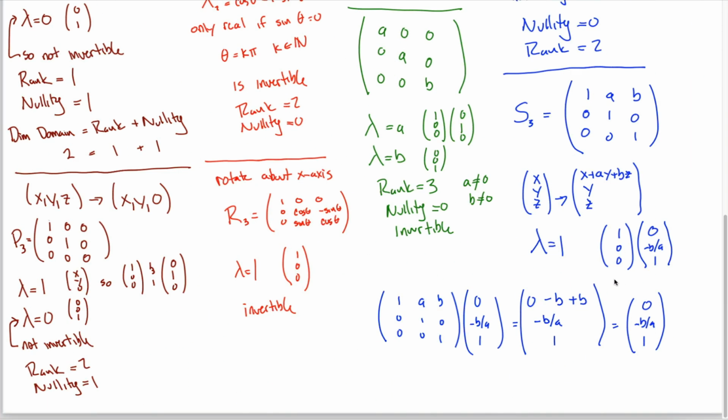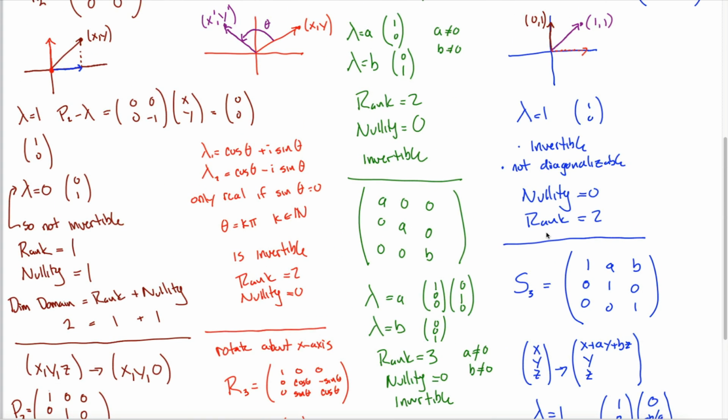Geometrically, I don't think it's obvious that this vector is left unchanged by this shearing. I think you need to be pretty good at visualizing these three-dimensional transformations to be able to see that. But algebraically, we can see how it works out. The nullity here is 0, the rank is 3, we're invertible, just shear in the other direction. We're again not diagonalizable. We have one eigenvalue with a two-dimensional eigenspace.